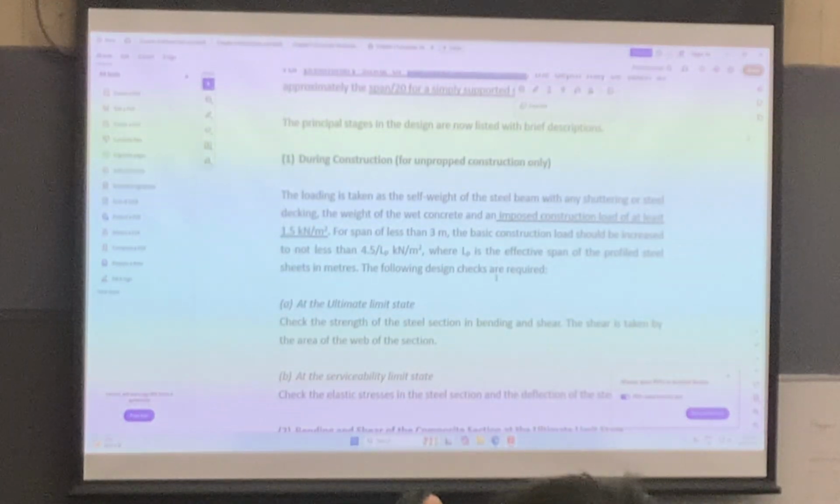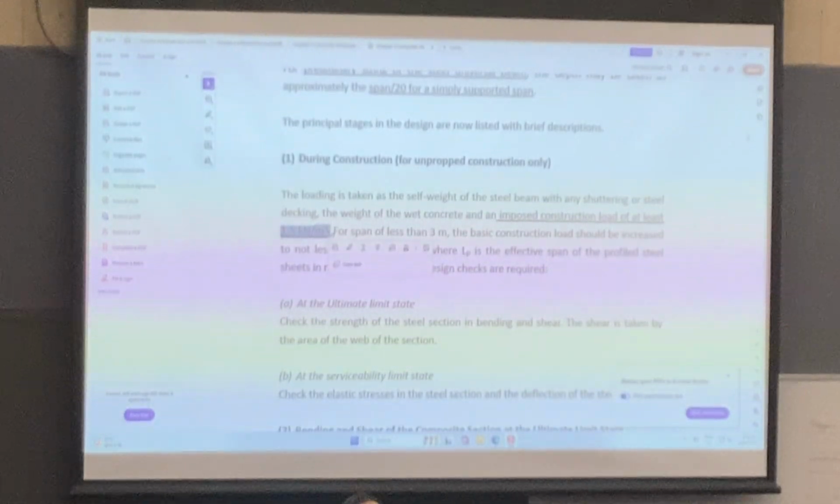But I think you just mentioned, during the construction, what is the construction weight? Here in Hong Kong, we assume that the imposed construction load is equal to 1.5 kilonewton per meter square. Okay, so this is the construction weight. It is assumed to be the workers and the equipment put on the top of the slab.